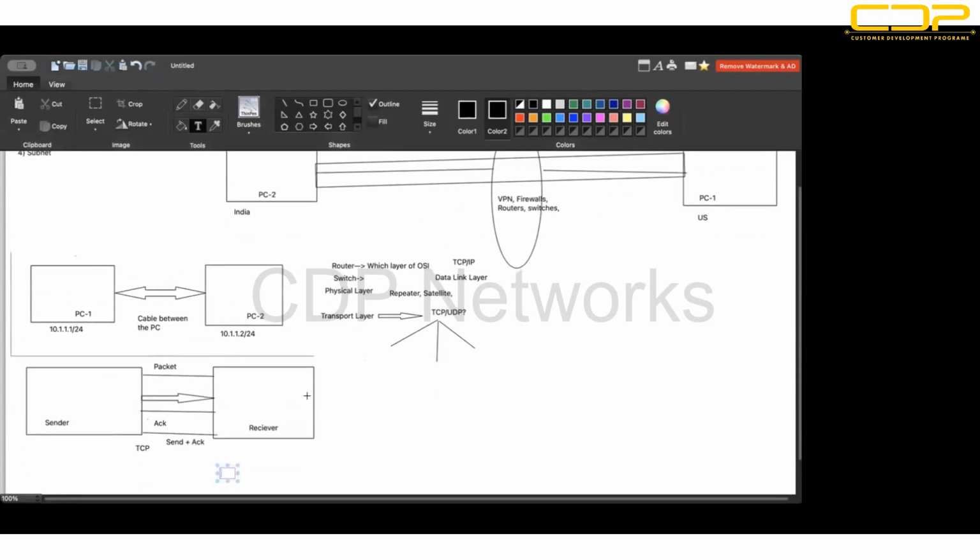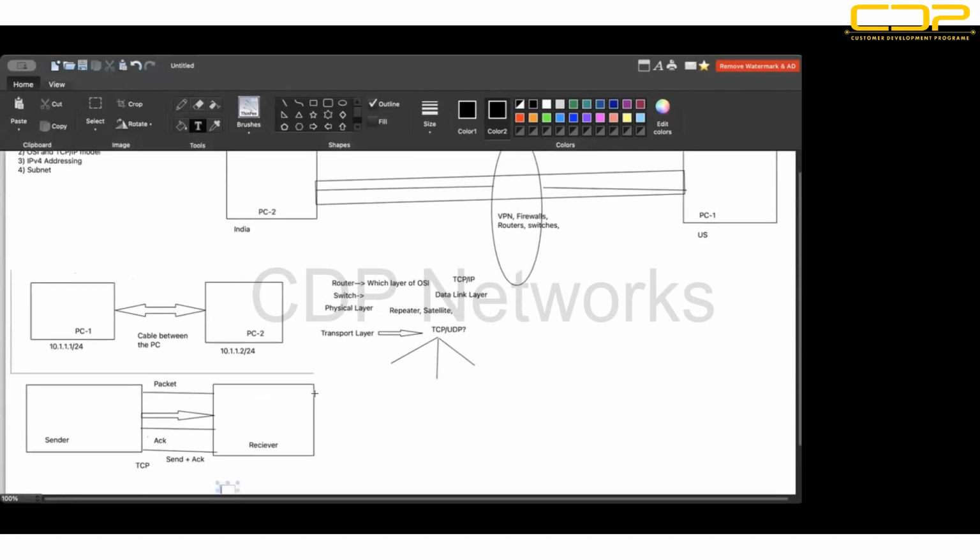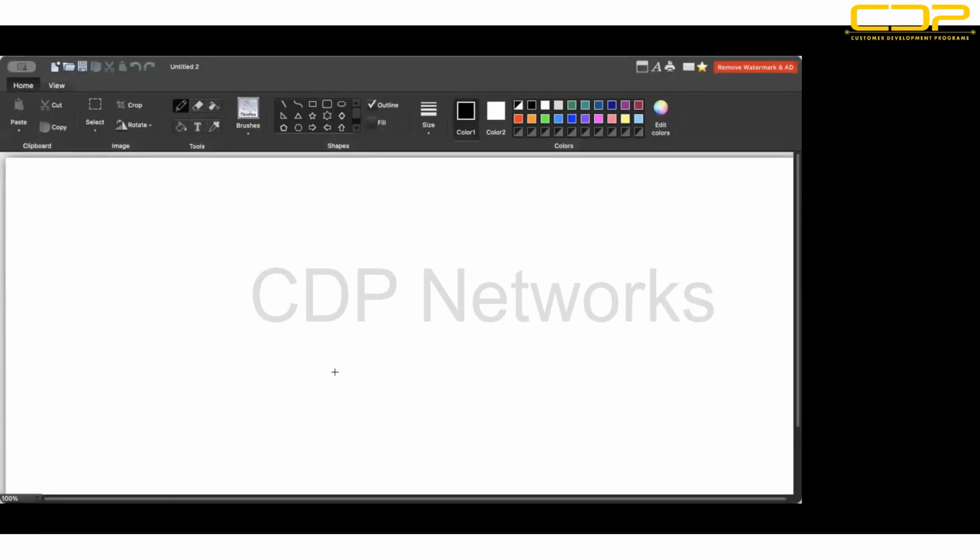Okay, so now let's proceed further. If I talk about TCP and UDP, on which layer does the firewall work? Layer 4. Okay, actually, it works on layer 4 to layer 7. In the old days it used to work on layer 4. Guys, is my screen visible again?